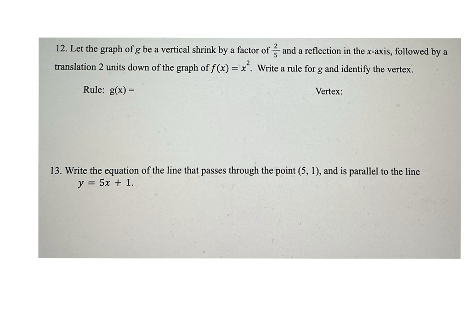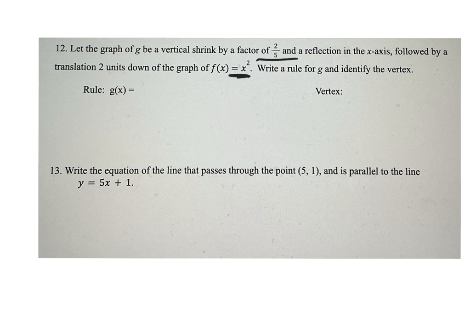Okay, number 12. Let the graph of g be a vertical shrink by a factor of 2/5 and a reflection in the x-axis, followed by a translation 2 units down of the graph of f(x) = x squared. Write a rule for g. Okay, here we go. The rule just means write the equation. Okay, so, and it's a parabola because it's x squared.